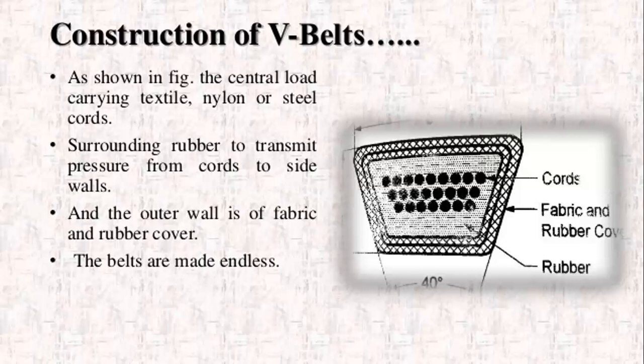Next, the surrounding rubber is used to transmit pressure from the cords to the sidewalls. Generally, this rubber strip is used to transfer pressure from the cord to the sidewalls. These are the cords and these are the sidewalls. When there is pressure on the cords, they press against the sidewalls.